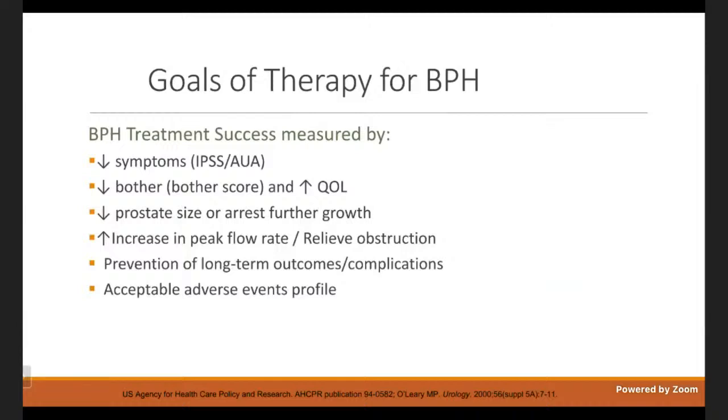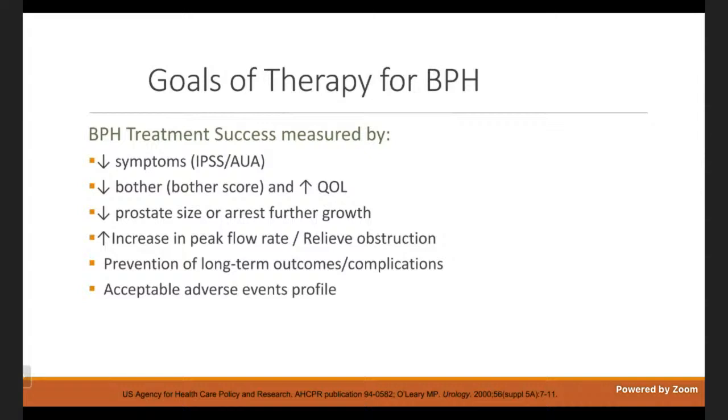So what are the goals whenever we consider patients with BPH? What are the goals of therapy? The most important thing is that the patient should have a decrease in symptoms. Second, the bother score should decrease and his quality of life should improve. The prostate size should decrease and there should be arrest of further growth. If you have done uroflowmetry before and after treatment, there should be improvement in the peak flow rate. And prevention of long-term outcomes or complications is also very important.